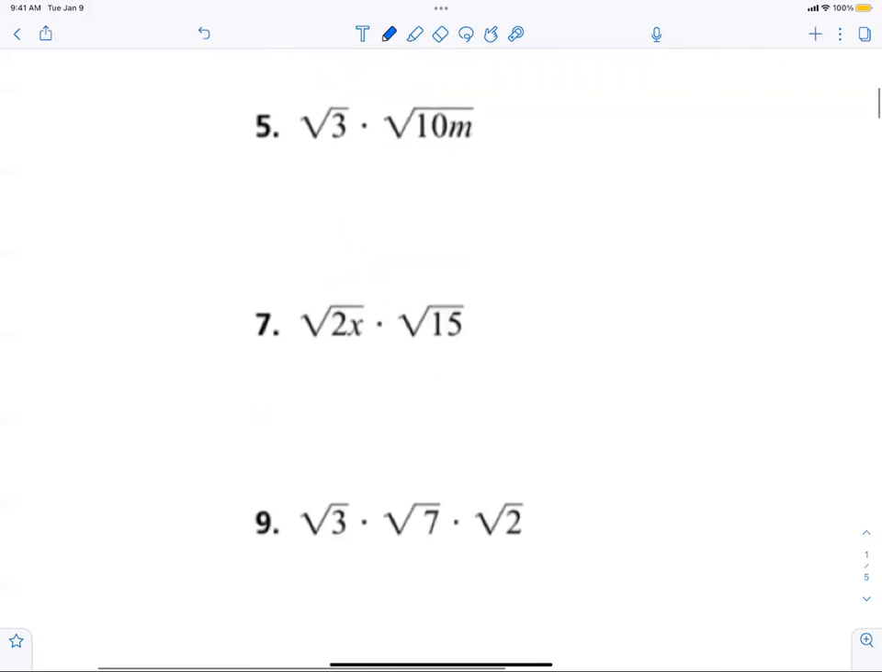Now, obviously, number 5, now that you're paying attention, you have a little bit of understanding. You should be able to tell me that number 5 is the square root of 30m. So what is radical 30m? Same thing. That's square root of 30m. So then how is radical wrong to say?